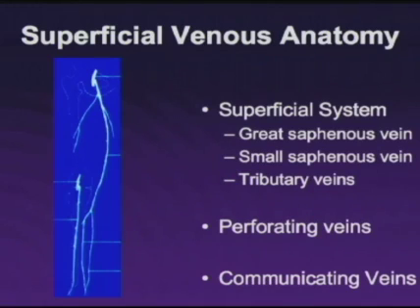Just as there's a deep system, there is a superficial system, which is draining the subcutaneous tissue, and these veins fall into several categories. The large veins of the superficial system, the great and small saphenous veins. Again, these are now the new accepted nomenclatures for these veins, as well as the other veins lying in the superficial system that are tributaries to these veins. There are also veins that run between the deep and superficial system, the so-called perforating veins. And finally, the veins that communicate between one part of the system and another.